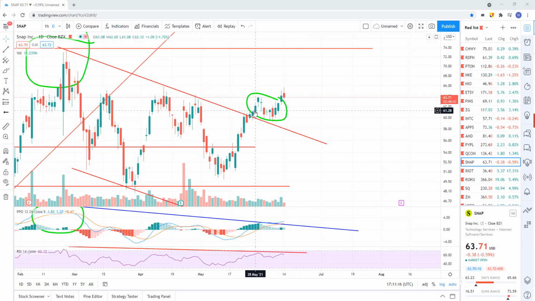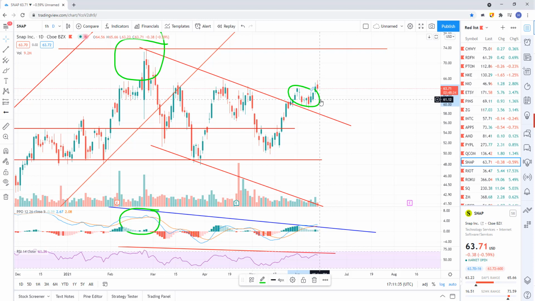Same with Snap. I cut this one a couple days ago because I talked about this in my video back here where it had recovered and broken the trend line, and I wasn't really interested in being short now that it had broken this trend line. So we came back in for a back test, and we're continuing higher.